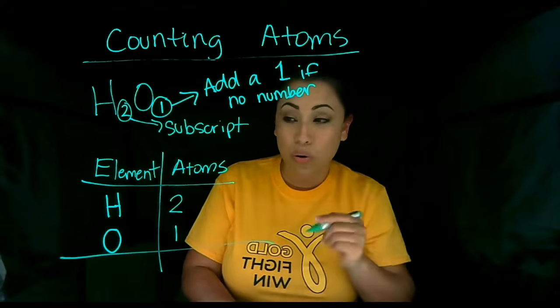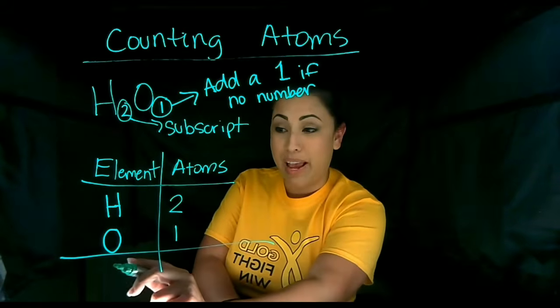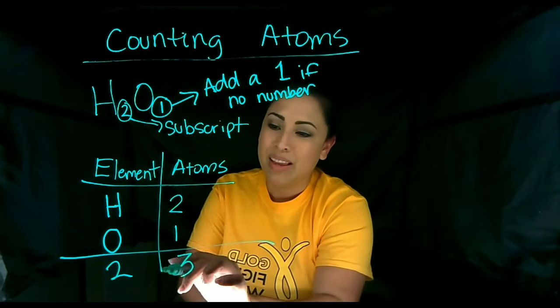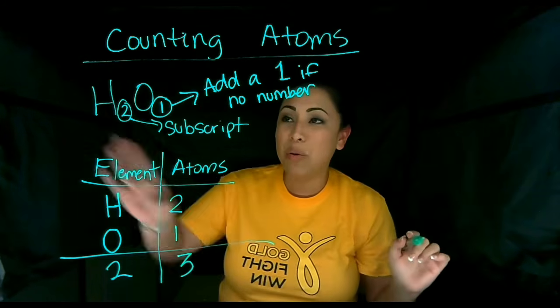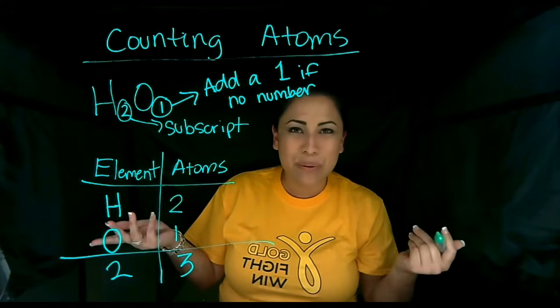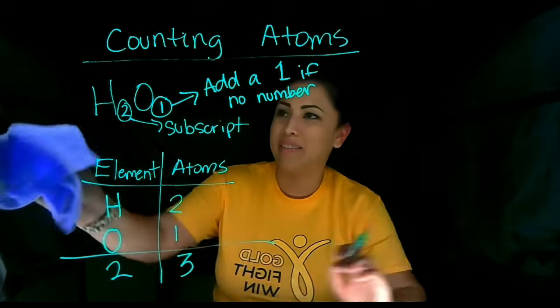Last step, you're going to total it out. So how many total elements do we have? And how many total atoms do we have? Exactly. So we have 2 elements in H2O and 3 total atoms. That one was easy, right? Let's try a harder one.